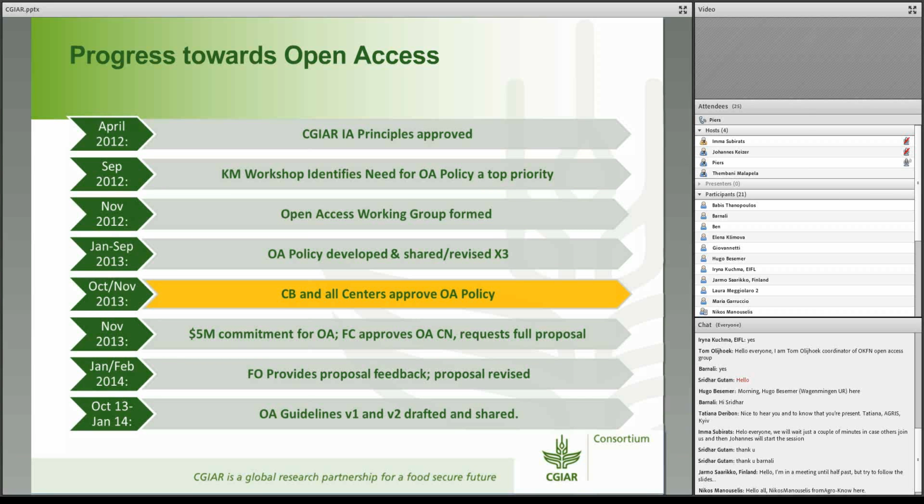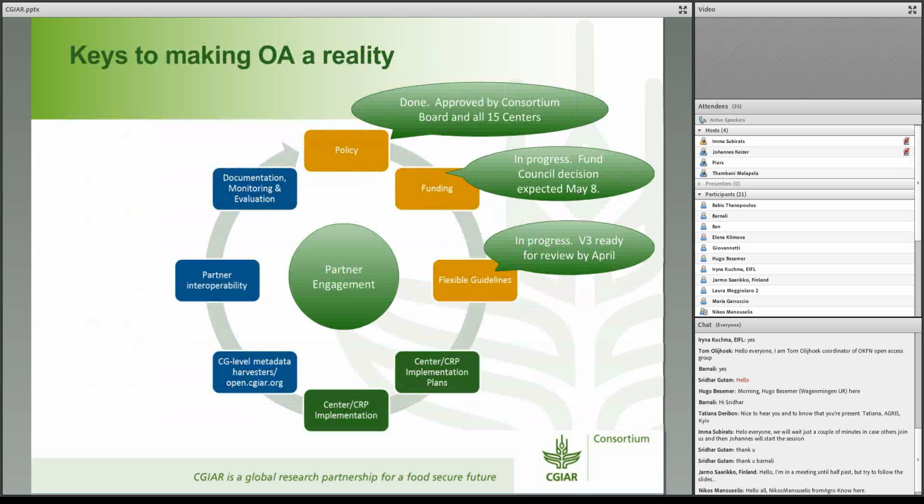So this next slide tries to show that it's not just the policy, the funding, and the guidelines that are necessary to actually make this a reality. Because after we actually put the guidelines agreed to, it's going to be up to the centers, the CGIAR Consortium research centers and their research programs to develop their own implementation plans and actually start implementing the policy. But even that's not enough.